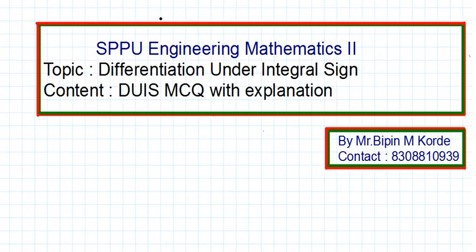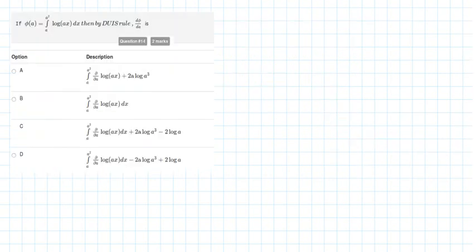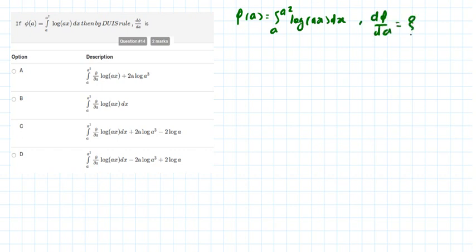Hello student, today we will study how to solve MCQs over differentiation under integral sign. So let's start with examples. The first example is, if phi of a equal to integration a to a square log of ax dx, and they have asked to find d phi by dA. So this is our question.